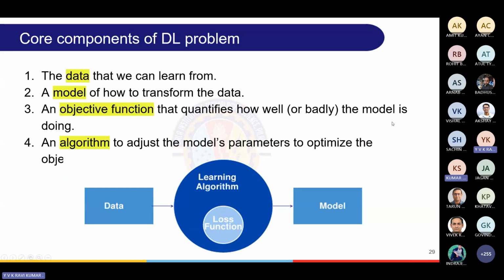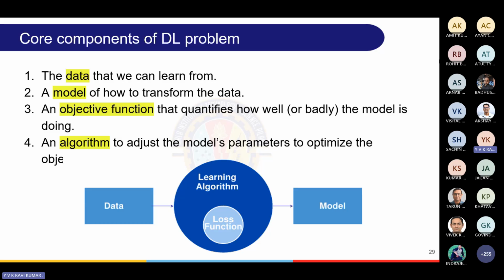Now the core components, obviously, not only ML. I think we can start now. Yes, sir, please, sir. Now the core components. Vivek, Suman, can you please go on mute? Yeah, I muted.